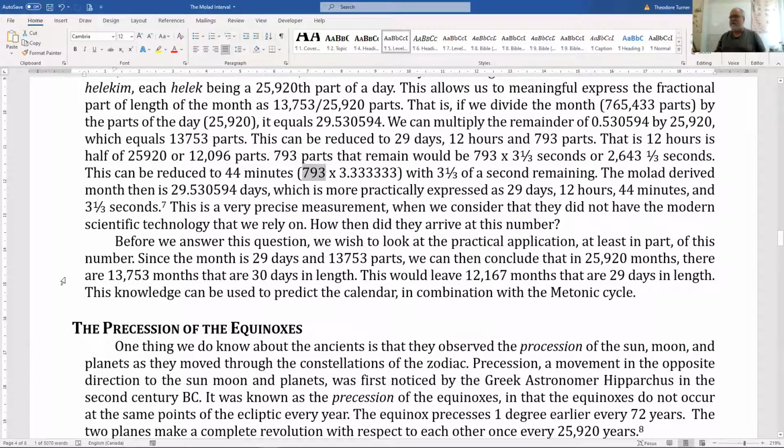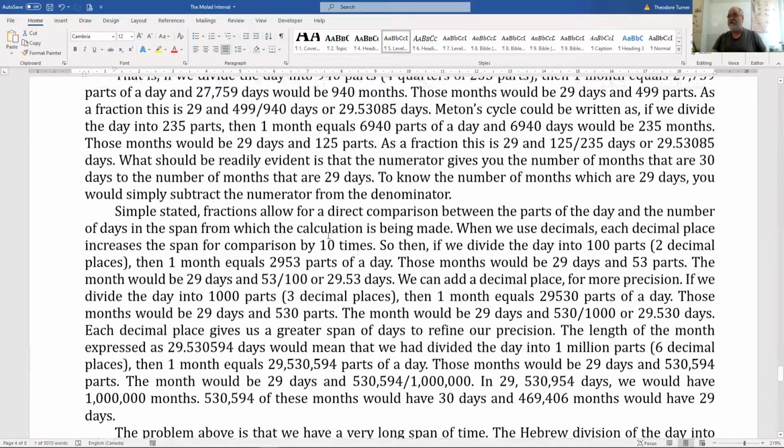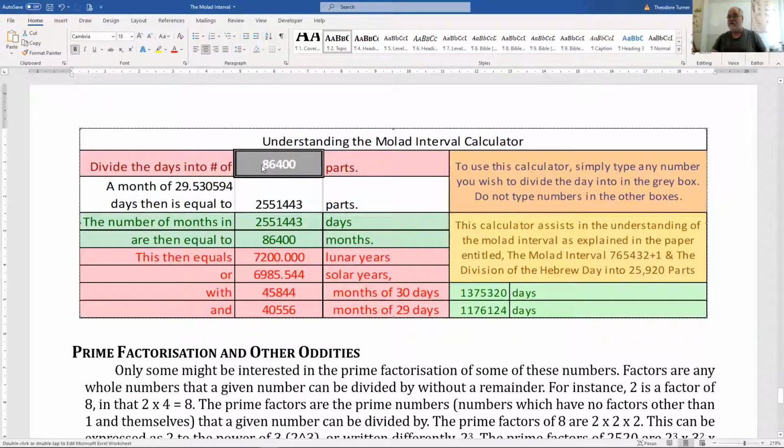How did they come up with this precise measurement? Now, before we answer this question, we want to look at the practical application, at least in part. To do this, I'm just going to bring you to this calculator that we have, the Molad calculator, and try to show you what this means.